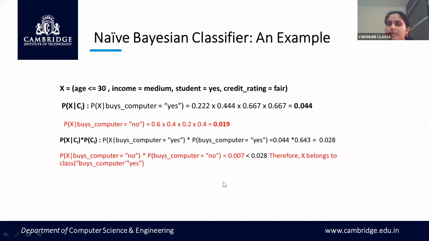Similarly, the value with respect to buys computer no gave 0.007. Since this is less than 0.028, we will always take the value which is maximum. Why? Because we are trying to maximize the posterior probability. So in this case 0.028 is maximum when compared to 0.007. From this I can conclude that for this particular test tuple, the class label assigned would be yes.